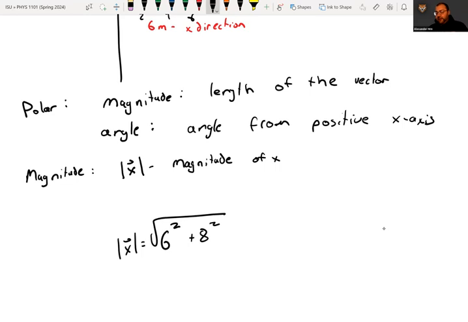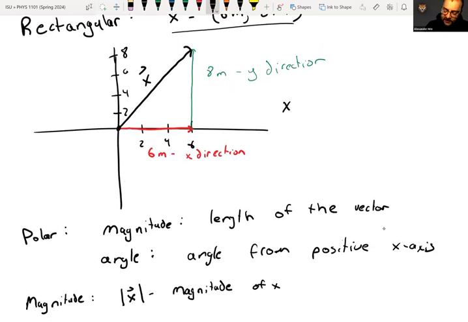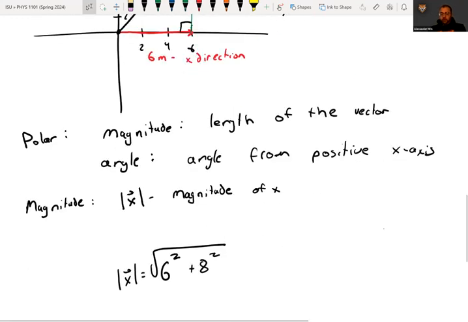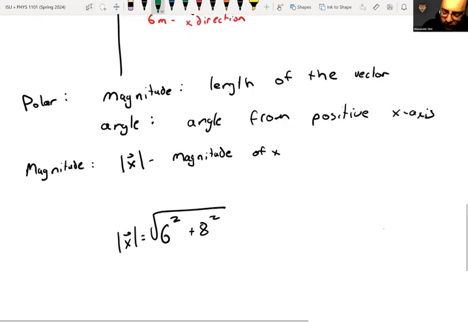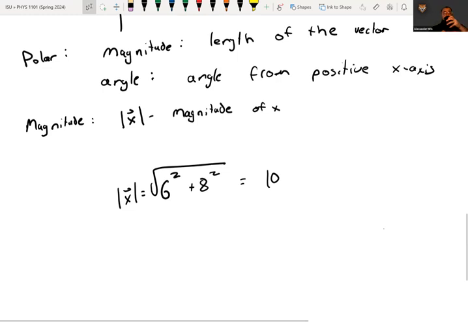Now, how did I get that? Well, the idea here is that x in this picture is the hypotenuse of a right triangle. So what we have is x squared equals 6 squared plus 8 squared. Okay. And when you work this out, you find that that is equal to 10. So basically what you're saying is that the length of this vector is 10.